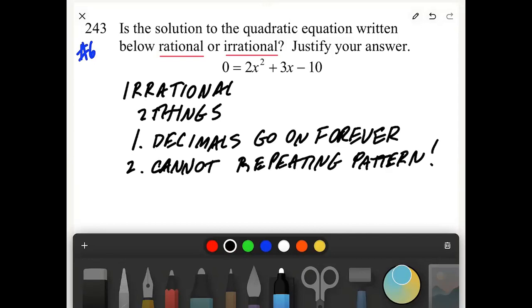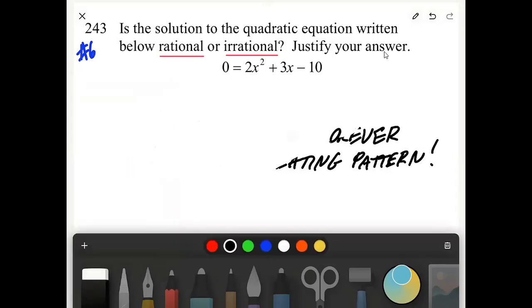All right. If we do insolve and we see a number that has decimals that go on forever and it doesn't have a repeating pattern, that's going to be irrational. If it doesn't meet these two conditions, it's rational. Okay. And that's how we are going to justify our answer. So let me get rid of this, and then let's go.